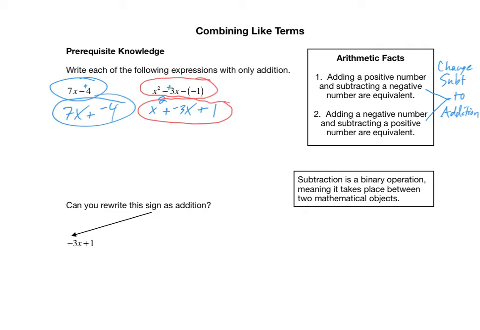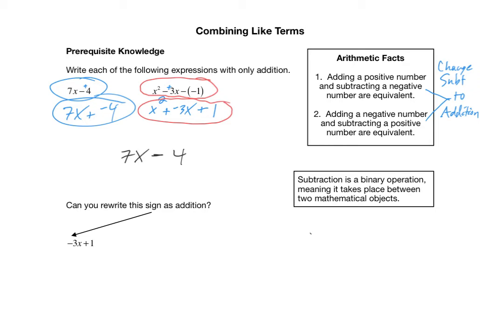Right from the beginning here, I said that this is the operation of subtraction. You've got 7x minus 4. So what exactly is subtraction? Why is that not a negative sign? Well, subtraction is a binary operation, which means it takes place between two mathematical objects. So in this case, the mathematical objects are 7x and 4, and the operation between them is subtraction. Subtraction is a binary operation, meaning it takes place between two mathematical objects.